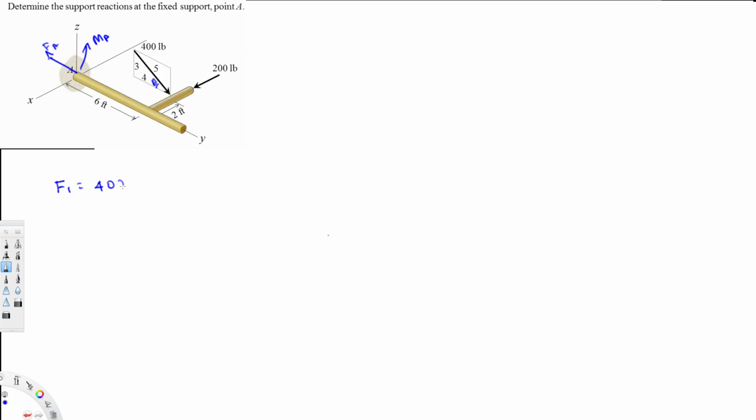So we can say 400 times cos theta, which is 4/5. We put ijk, where i is the x-axis, j is the y-axis, and k is the z-axis. In this case, this is the y-axis, therefore I put j here. And now I have to calculate the z-axis. Z-axis is going to be sine theta, which is opposite over hypotenuse. And also, if you see, this is going downward, so it's going to be negative 400 times opposite over hypotenuse, 3 over 5, and that's going to be k because it's the z direction.